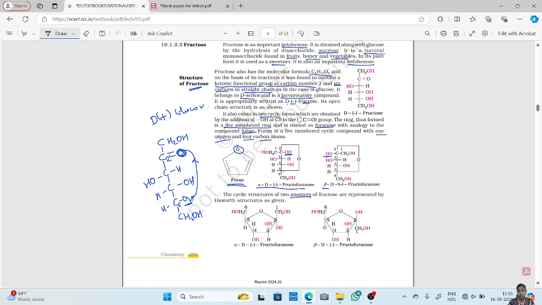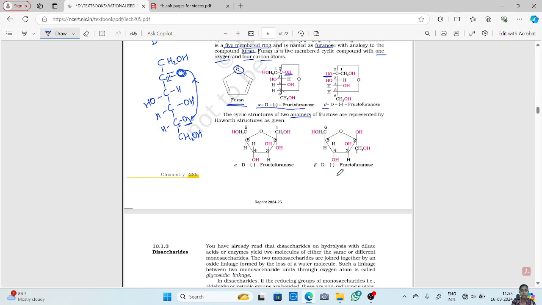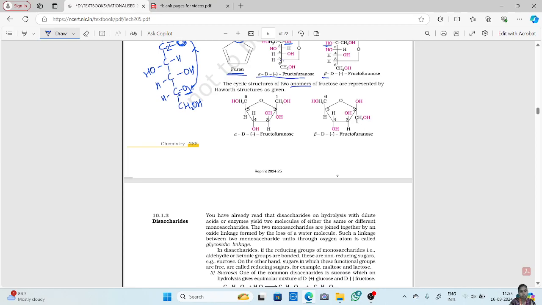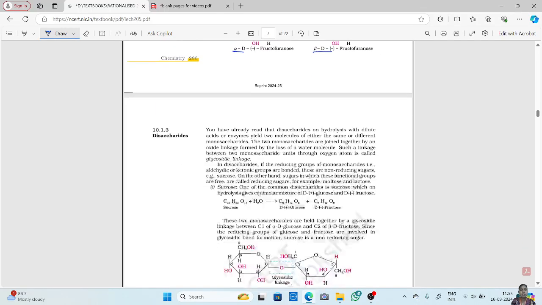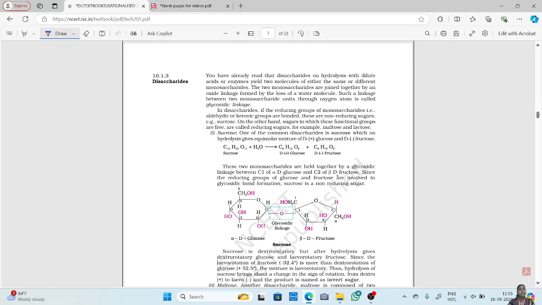So when we draw a furan structure and place the molecules appropriately within it, just how we have drawn for glucose, similarly we draw it for fructose. So this is a fructofuranose, that is alpha D fructofuranose and beta D fructofuranose. These are the examples of monosaccharides. Now let's move on to disaccharides. Monosaccharides we have seen: glucose and fructose.